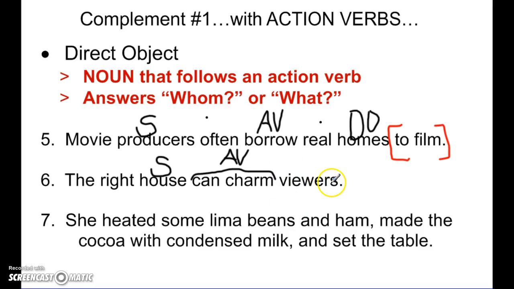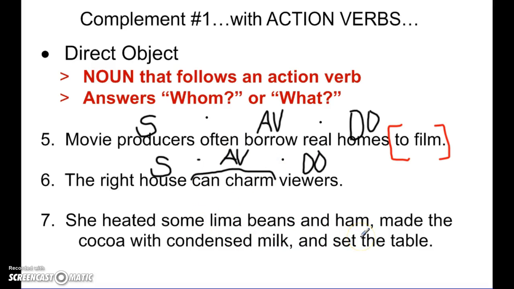I see that I've got a word left after my action verb. I want to see if it's a noun and if it answers the question whom or what. House can charm. Whom or what can it charm? It can charm viewers. So I've got a direct object. Subject plus action verb plus direct object.